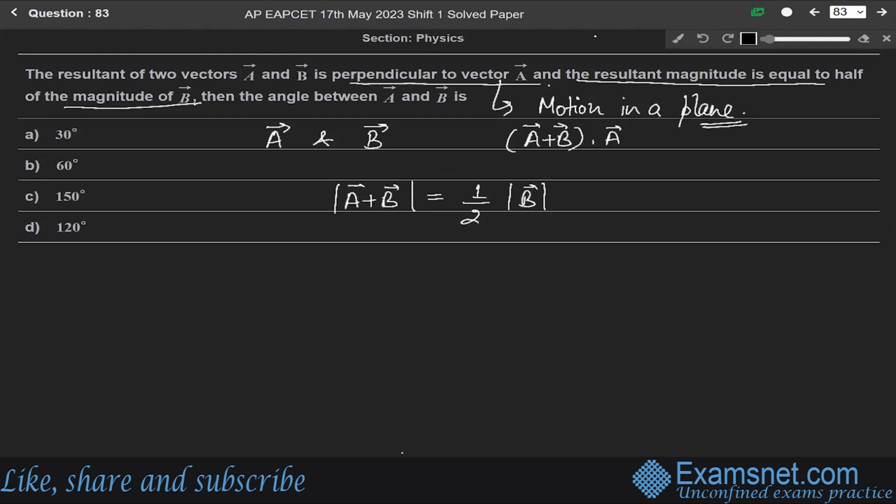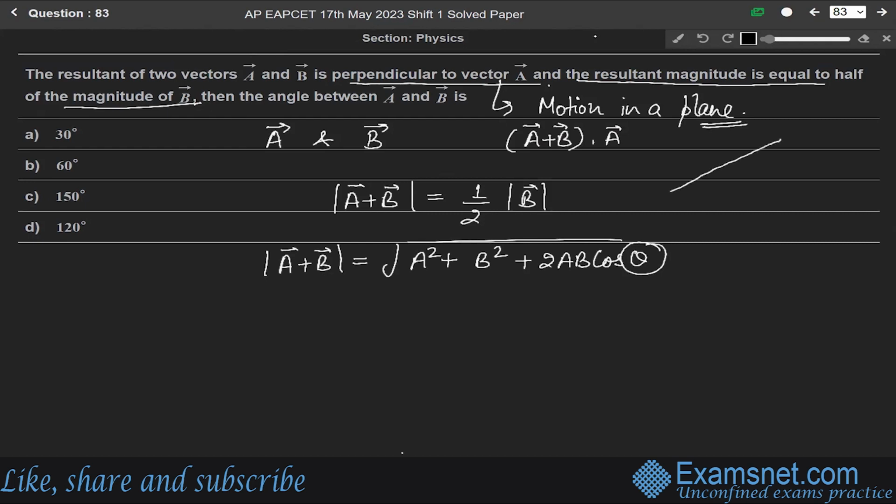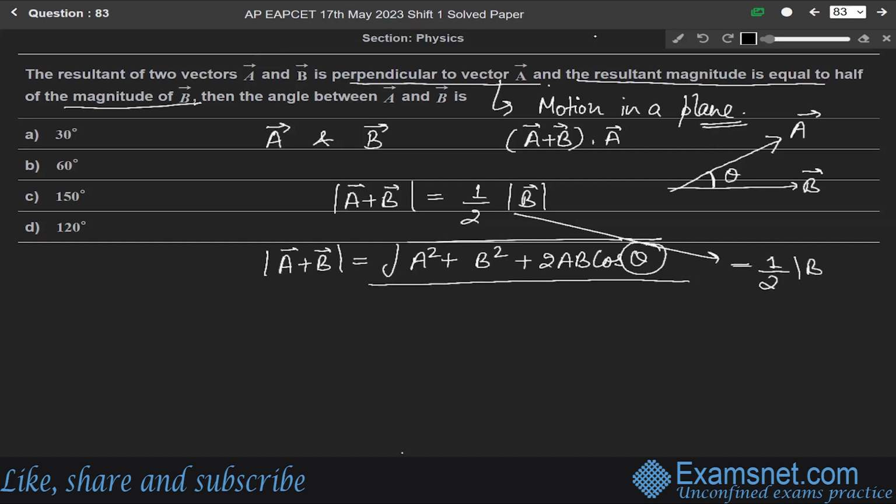As we all know, the addition of any two vectors is equal to the square root of A square plus B square plus 2AB cos theta, where theta is the angle between these two vectors, and we have to find this angle theta. Graphically, we understand it like this. Let us say this is vector A and this is vector B. We have to find this angle theta between these two vectors. The formula for the addition of any two vectors is the square root of A square plus B square plus 2AB cos theta, and according to the question it is equal to 1 by 2 of the magnitude of B.